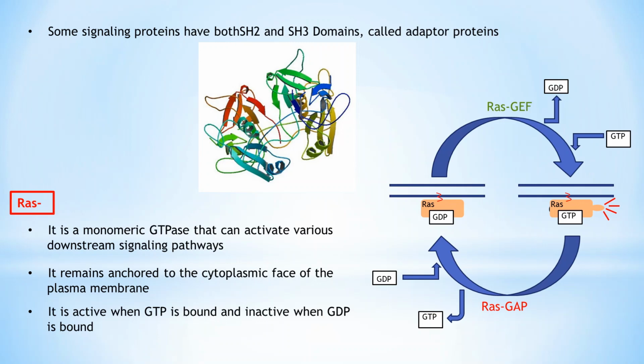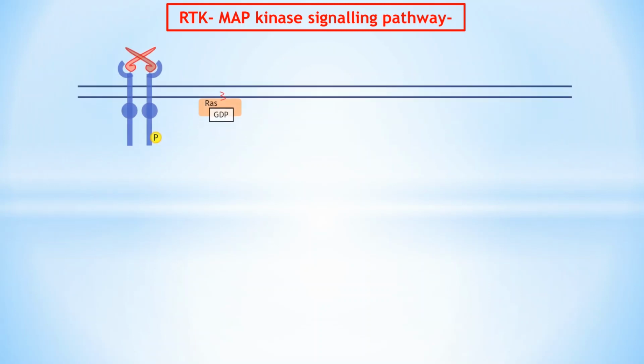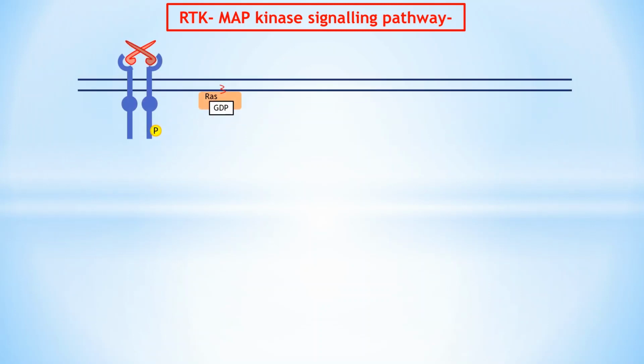We have now understood RTK, adapter proteins, SH2 and SH3 domains, RAS GEFs, and RAS proteins. Now let's understand the MAP kinase signaling pathway. Here we can see the RTK receptor. Binding of extracellular signaling molecules activates this receptor. In mammalian cells, the adapter protein is GRB2 or growth factor receptor bound protein 2. This GRB2 has both SH2 and SH3 domains.